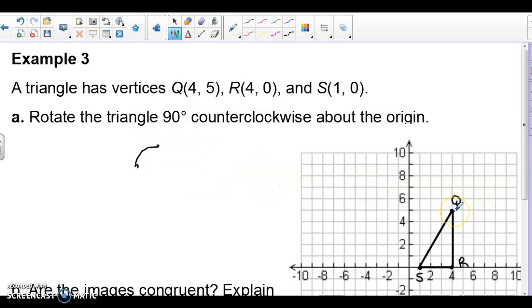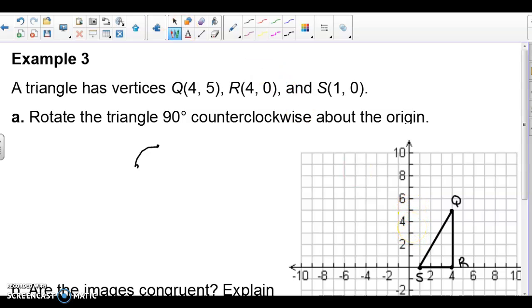So Q over here right now is in quadrant 1. When I'm finished, it should be over here in quadrant 2. R and S are both on the x-axis, so if I go 90 degrees counterclockwise, they should wind up on the y-axis up here, I bet.